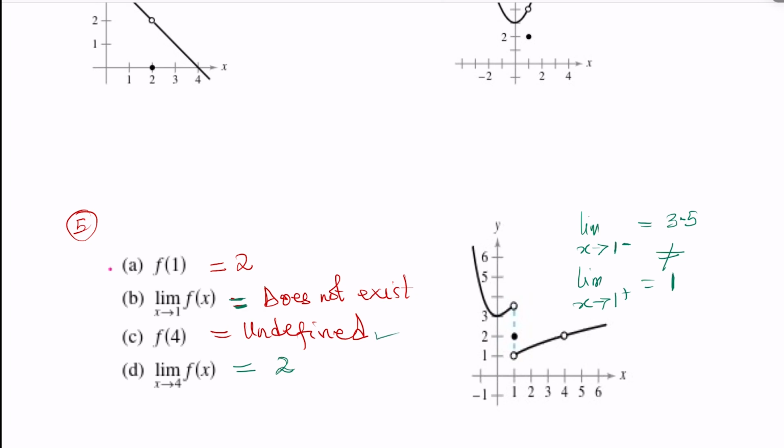And because these two values are again not the same, it tells us that the function is not continuous at x equals 4. And clearly you can see that it's not continuous. Again, you also see that f of 1 is 2, and the limit of f of x as x approaches 1 does not exist. So it tells us that the function is not continuous at x equals 1. And you can see that there is a big gap.